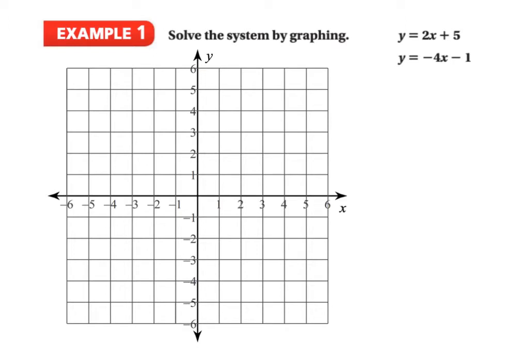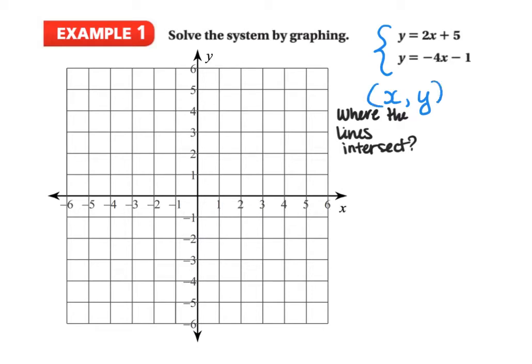We're going to solve the system by graphing, or we're solving simultaneous equations. Our two equations are y is equal to 2x plus 5 and y is equal to negative 4x minus 1. What we're trying to figure out is where these two lines intersect. We're solving for x and y at the same time, and the x and y is going to be a coordinate, because it's going to be the point where our two lines intersect. So we'll have two lines and there'll be some sort of intersection, and whatever we get is going to be our answer.